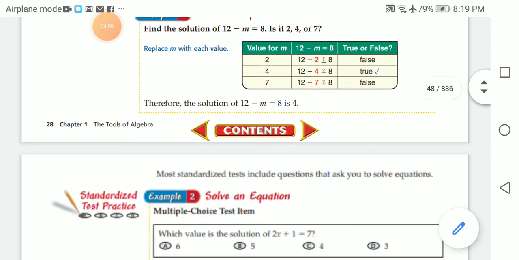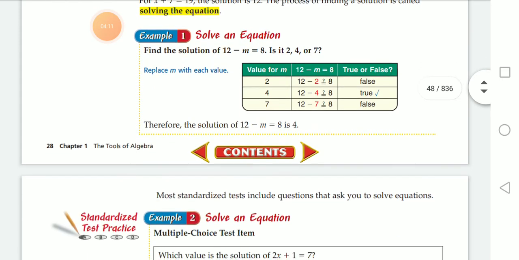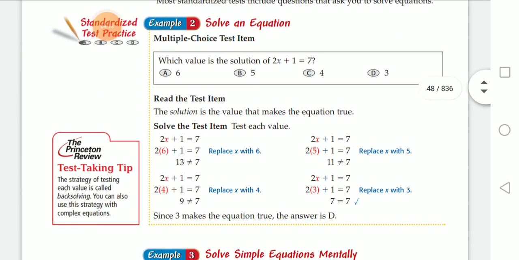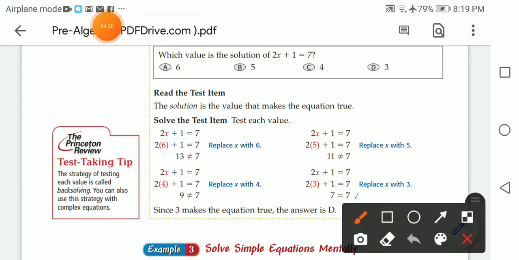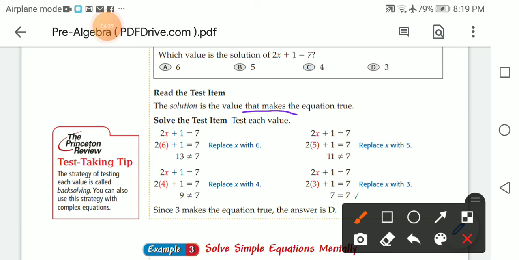Okay, here I have example 2. Multiple choice: which value is the solution of 2x plus 1 equals 7? So what should I do? Read the test item. The solution is the value that makes the equation what? True, of course. So the solution is the value that makes the equation true.